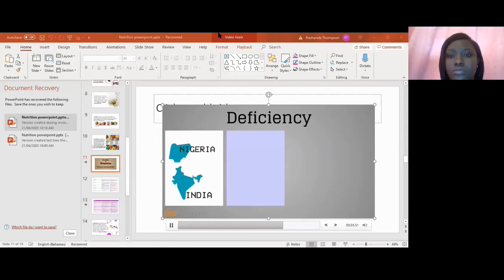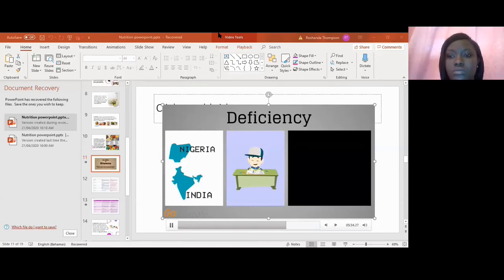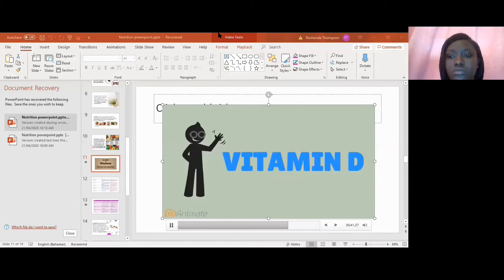Deficiency is more common during periods of high nutritional demand, such as during infancy and childhood. One of the most common symptoms of vitamin A deficiency is xerophthalmia, or the inability to see in low light or in darkness. The second fat-soluble vitamin we will be talking about is vitamin D.